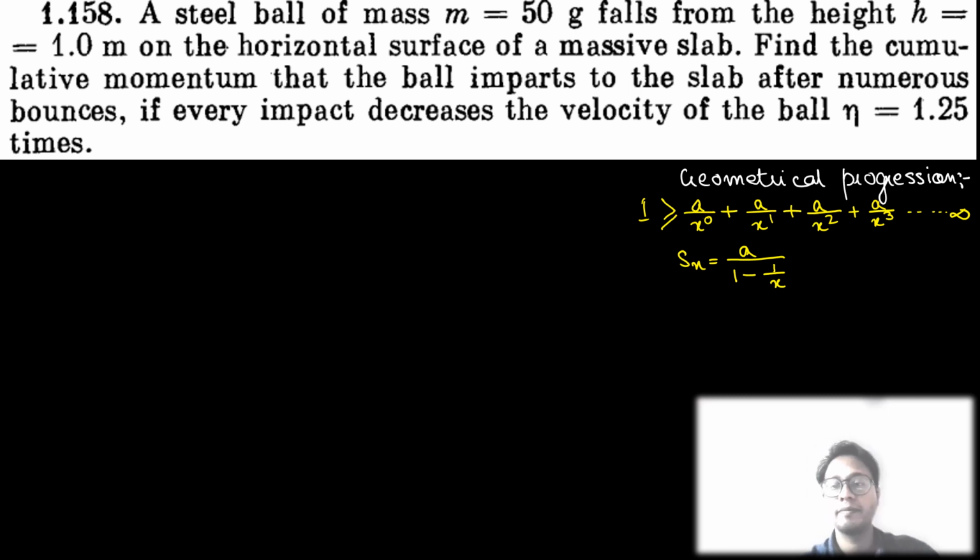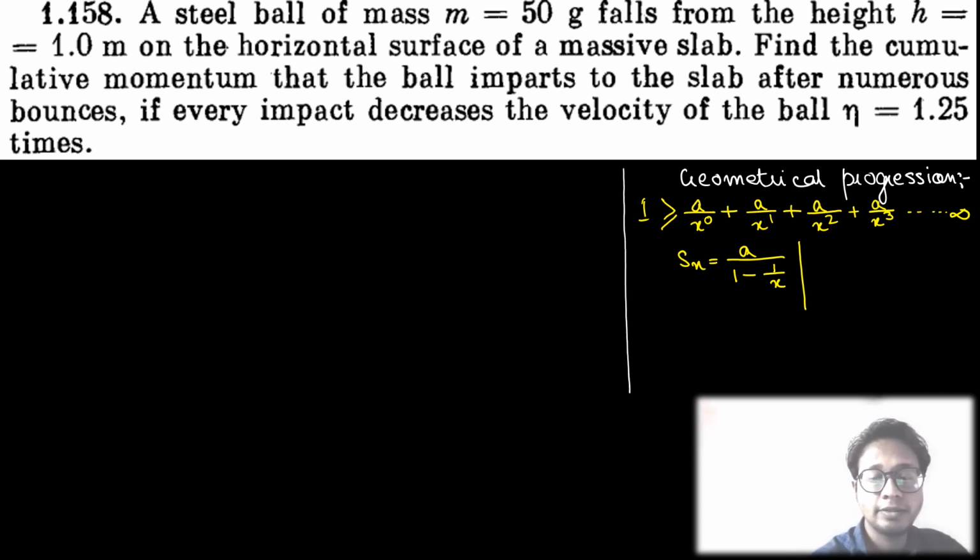Understood this one? Here a can be given as some value, say 1, 2, 3, 4. X can be given as any integer value, 2, 3, 4, 5. And the summation of this entire series up till infinity is nothing but a divided by 1 minus 1 by x. Now let's read the question.